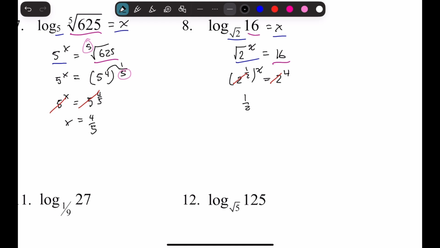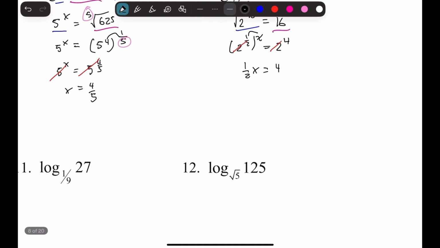So now we have 1/2. Multiply those together, 1/2 x is equal to just 4. And then multiply both sides by 2, reciprocal that. Well, that is just going to be x is equal to 8.